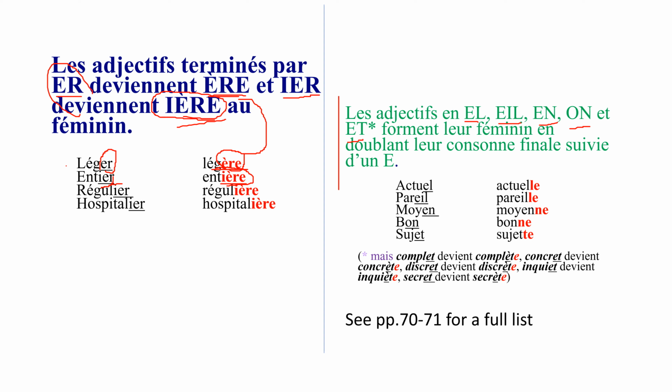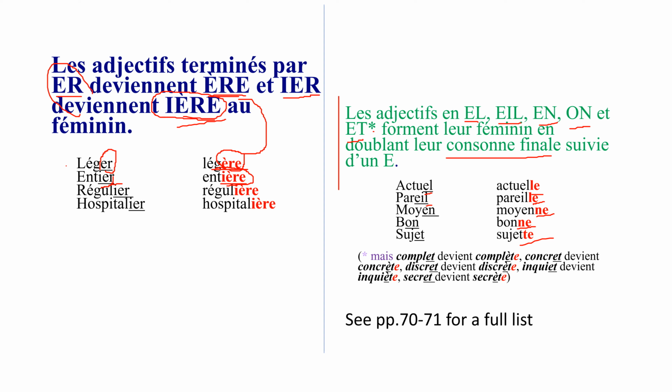Les adjectifs en EL, EIL, EN, ON et ET forment leur féminin en doublant leur consonne finale suivie d'un E. Here is your famous double your consonant and add an E. Actuel, EL, double your consonant and add an E. Pareil, same thing. Moyen, moyenne, double your consonant. Bon becomes bonne. Sujet becomes sujette. Double your consonant and add an E.